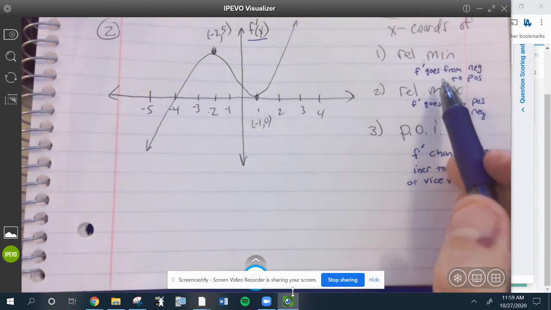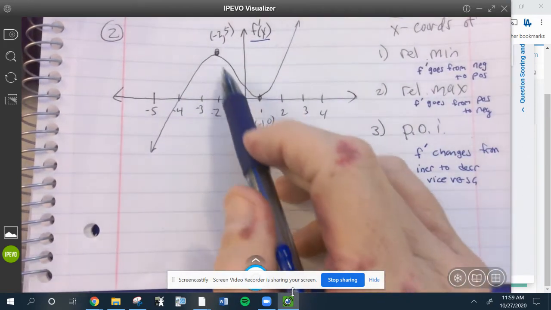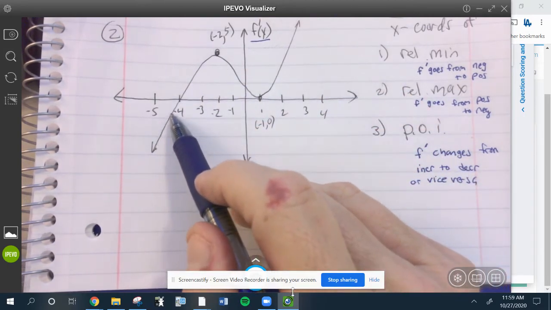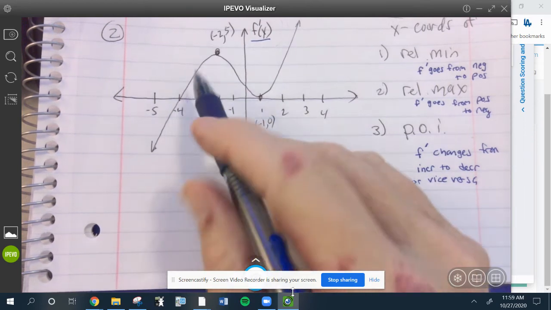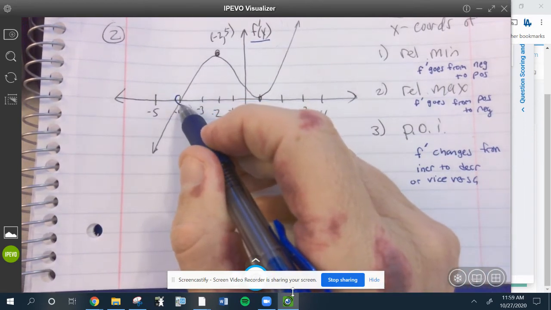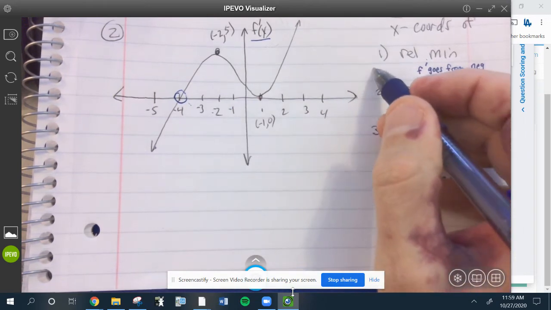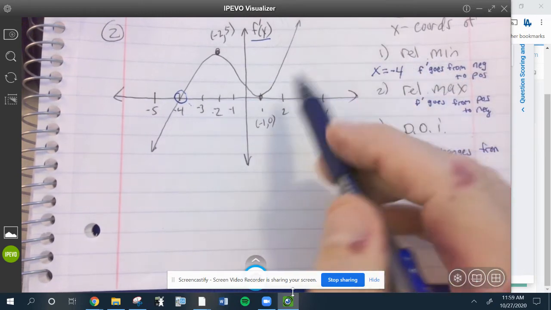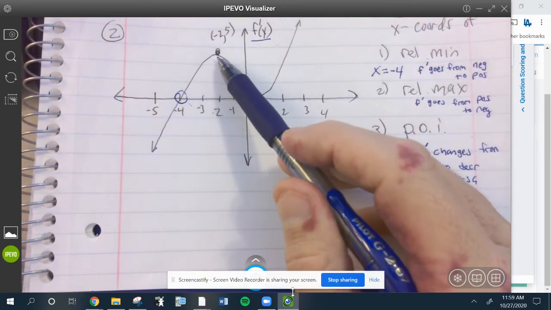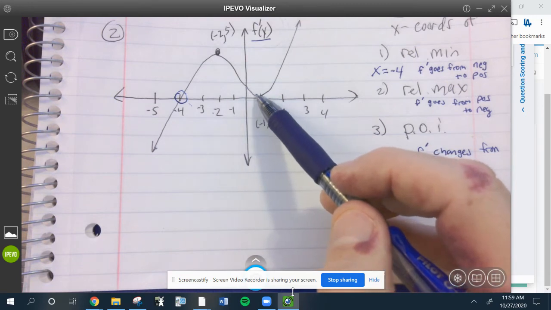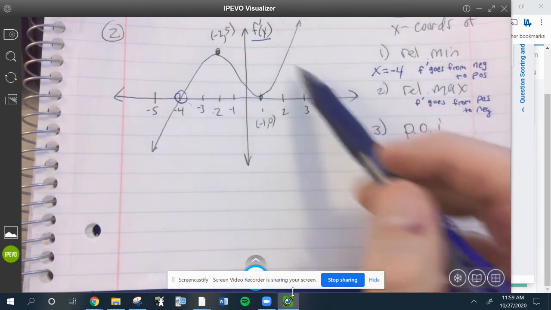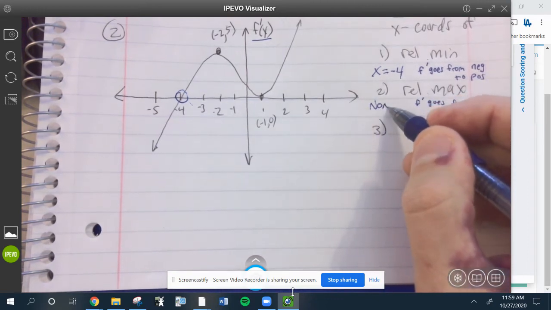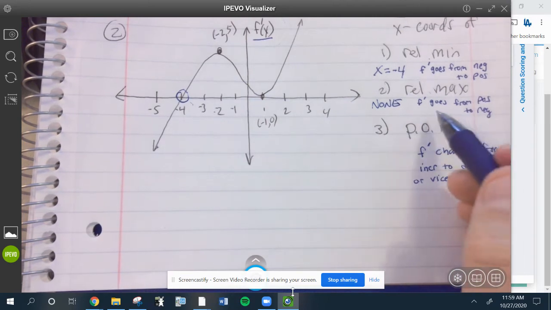So relative min, the derivative goes from negative to positive. Well, here's negative, here's positive. So it's switched from negative to positive right here. So x equals -4. It has a relative max when the derivative goes from positive to negative. So here's positive, positive, positive. And it stayed positive. So it never did change from positive to negative. So there are no relative maxima, because this never happened.